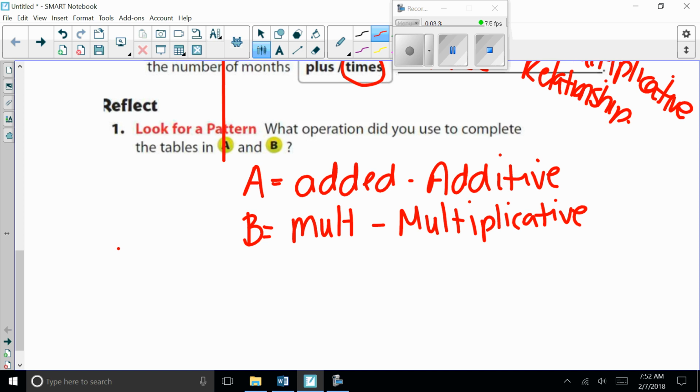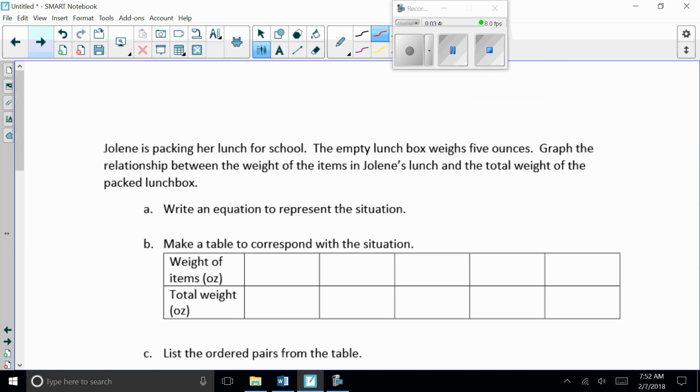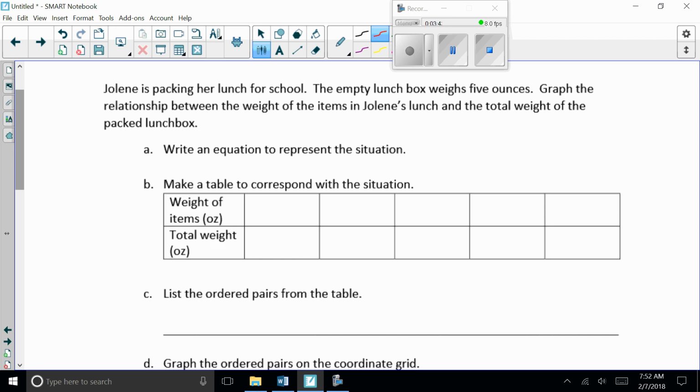All right, so now we're going to look at some examples. So it says, Jolene is packing her lunch for school. The empty lunchbox weighs 5 ounces. Graph the relationship between the weight of the item in Jolene's lunch and the total weight of the packed lunch. So if an empty lunchbox weighs 5 ounces, that means that anything that I add to my lunchbox, I'm going to have to add 5 to get the total. So our equation is y equals x plus 5, because we know that the 5 is constant. That's how much the lunchbox weighs and any other weight that we put in.